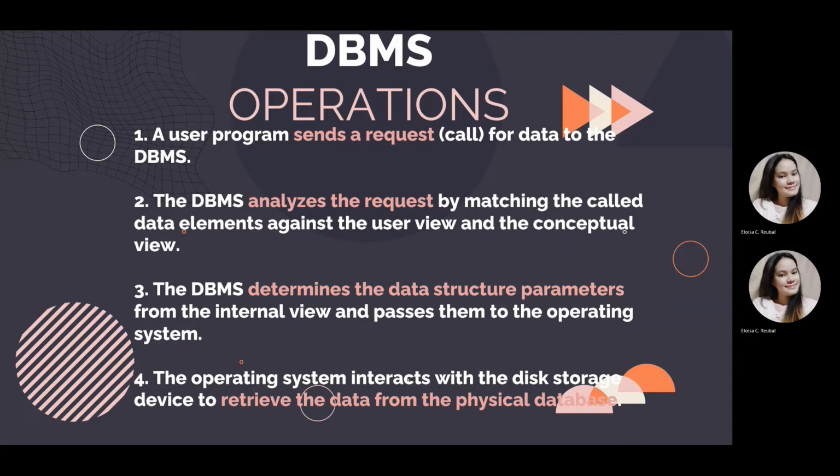Then the DBMS determines the data structure parameters from the internal view and passes them to the operating system, which performs the actual data retrieval. Data structure parameters describe the organization and access method for retrieving the requested data. Using the appropriate access method, the operating system interacts with the disk storage device to retrieve the data from the physical database.